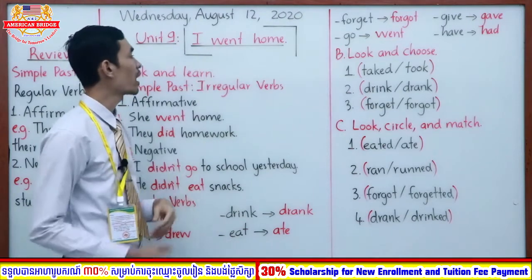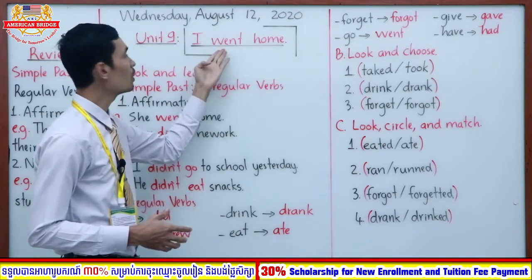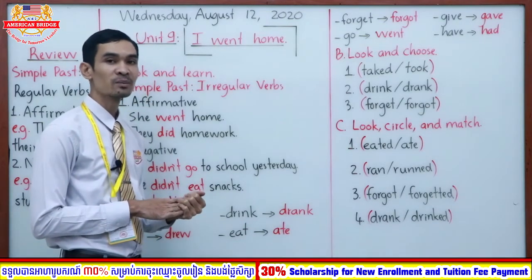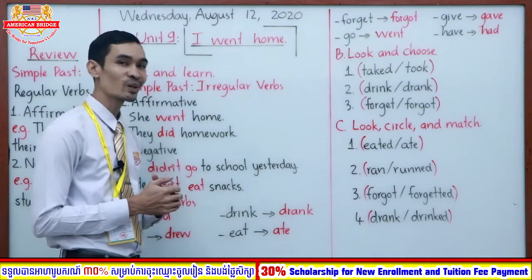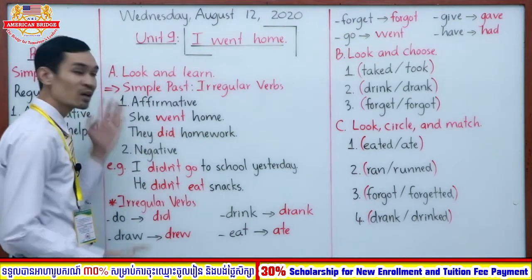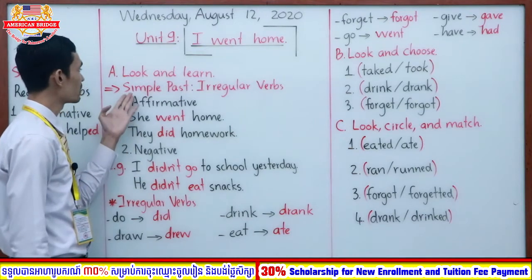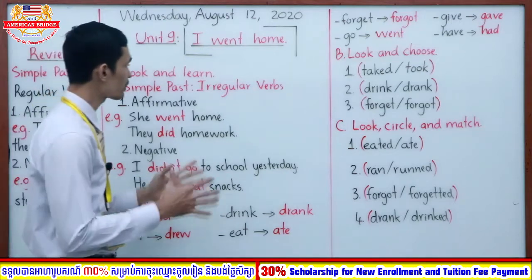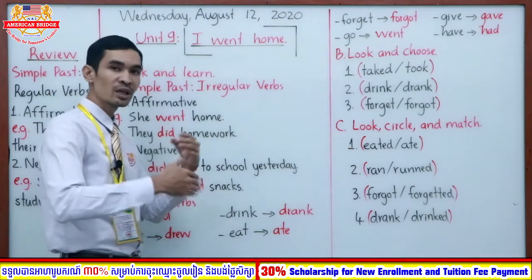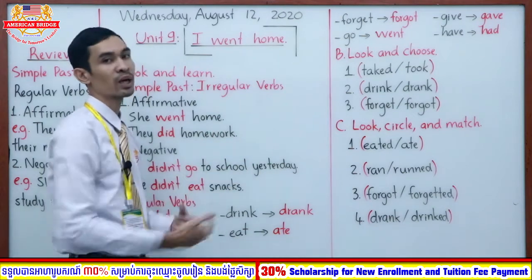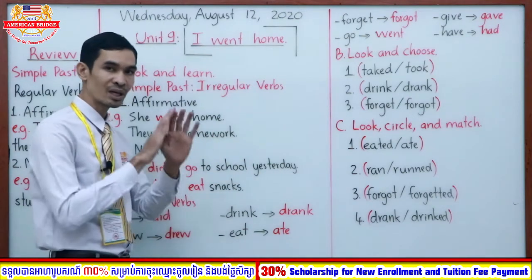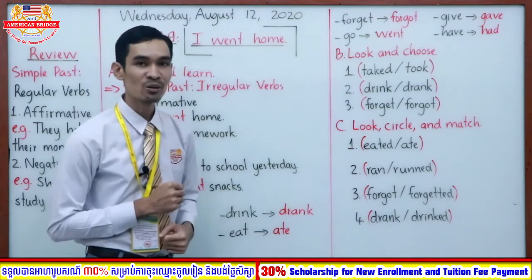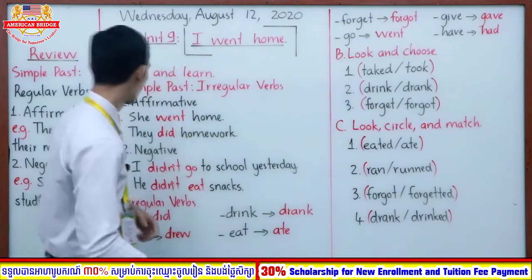I went home means we refer to irregular verbs, right? Simple past but irregular verbs. In Unit 8, you focused on regular verbs. Here now you can look and learn. Look and learn. Simple past irregular verbs. Here you have to focus on the verbs that, when you change to past, you have to change to another one. You cannot add d, you cannot add ed, you cannot add ied. How? Let's look and learn.